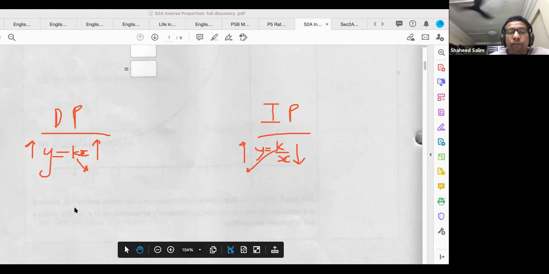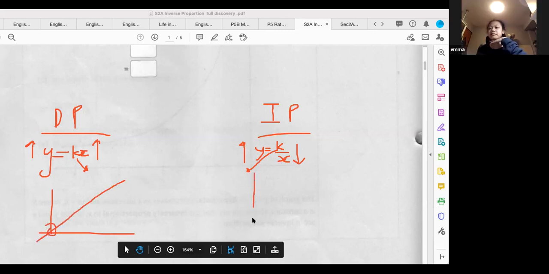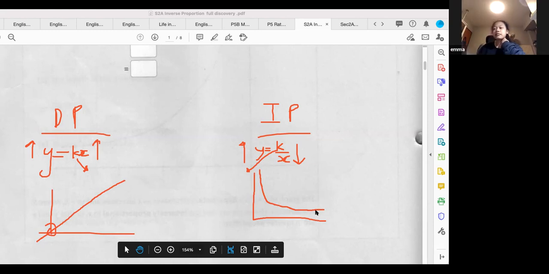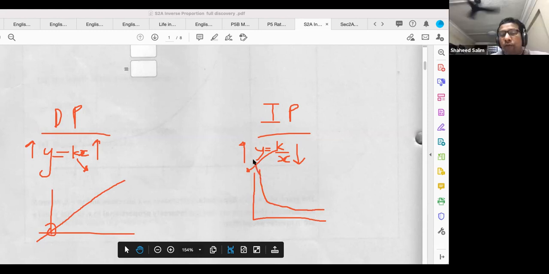The other one is on the graph. The graph down here for direct proportion is a straight line passing through the origin. Whereas for inverse proportion, the graph is what they call a hyperbola. It will never touch the axis, but as it goes further and further, it gets closer and closer, but it will never touch. Like Romeo and Juliet. You do literature, right? So they can never be together. No matter how long, it will never touch. Okay. So that's the two things.